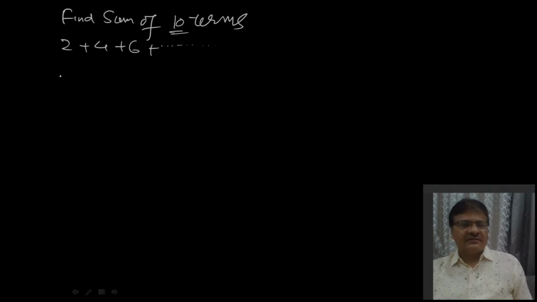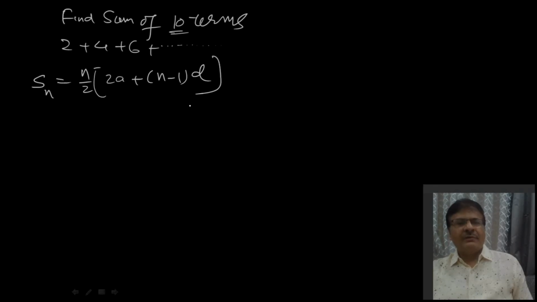Next question. Find the sum of 10 terms. The question is 2 plus 4 plus 6 and so on. 10 terms are there. Here we want the sum. The formula of sum is n by 2, 2a plus (n minus 1) multiplied by d. So we should apply the formula of sum here. So 10 terms, so n equal to 10. 10 by 2. What is the first term? 2. So 2 into 2 plus 10 minus 1, which is 9, into common difference, which is 2.